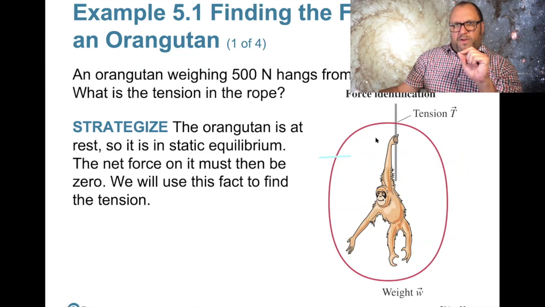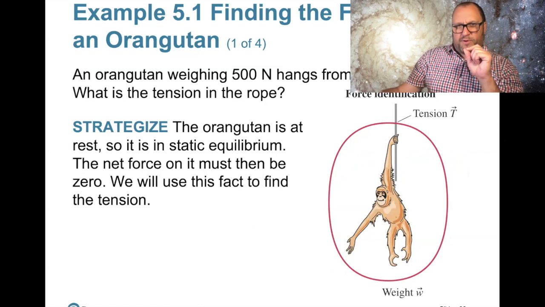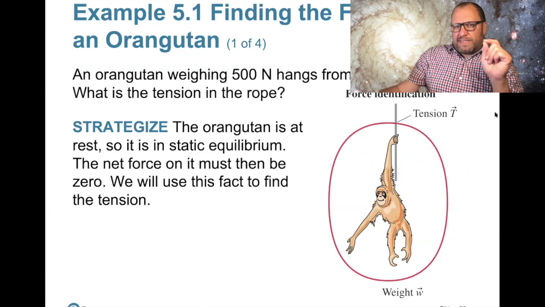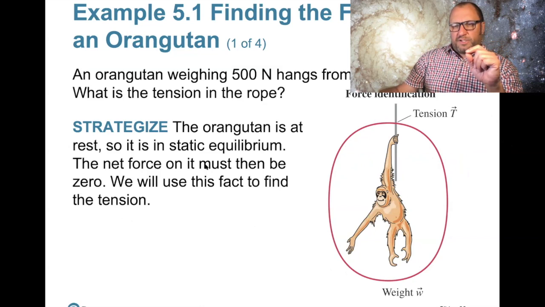There we go. An orangutan weighing 500 newtons hangs from a vertical rope. What is the tension in the rope? The orangutan is at rest, so it is in static equilibrium. The net force on it must then be 0. We'll use this fact to find the tension. So that means, what can we say? What is the tension going down on the orangutan?